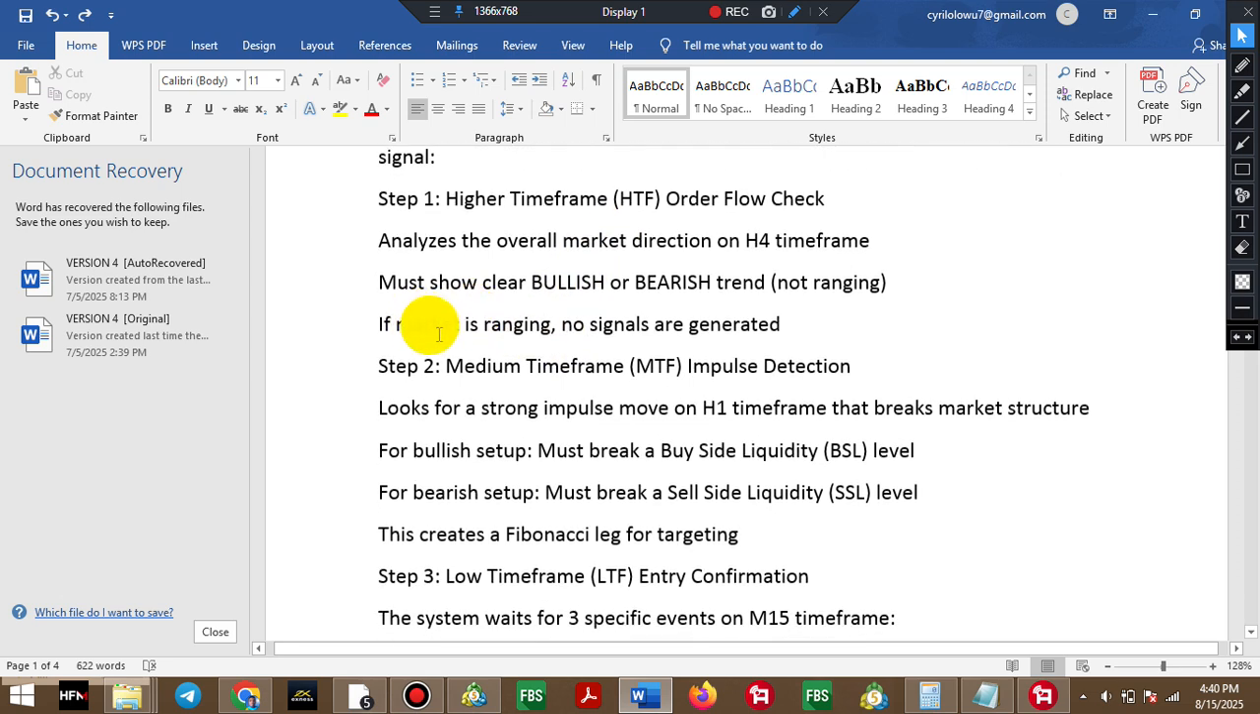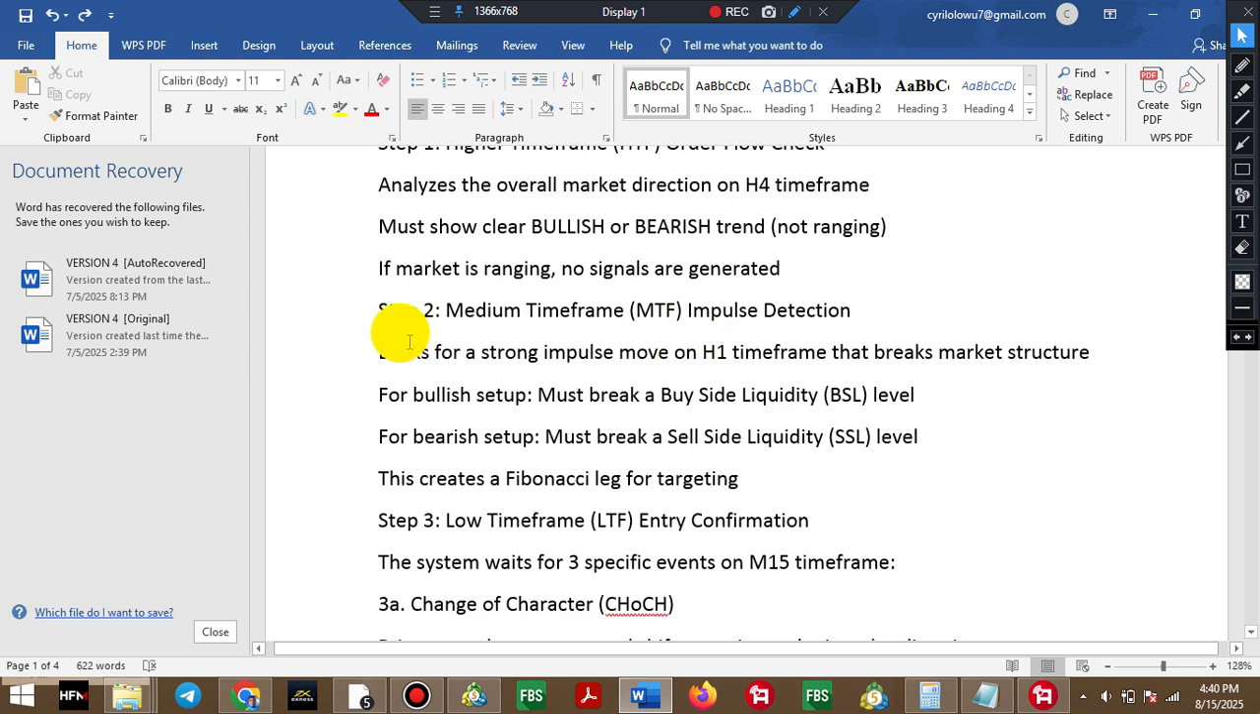If market is ranging, no signal is generated, just like I said earlier. Then step 2, medium time frame. This is the second time frame you choose to be the medium time frame. By default, it is the 1 hour time frame, but you can also choose any other time frame to be your middle or medium time frame.